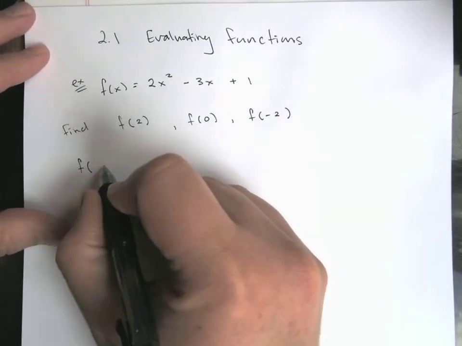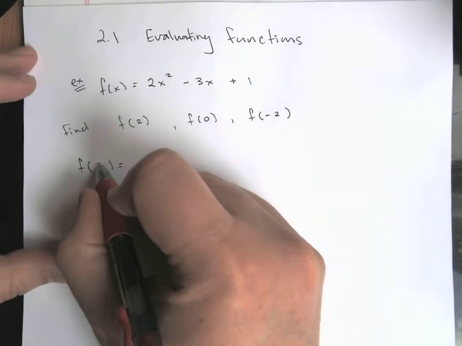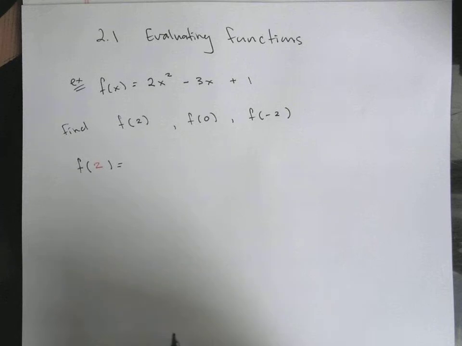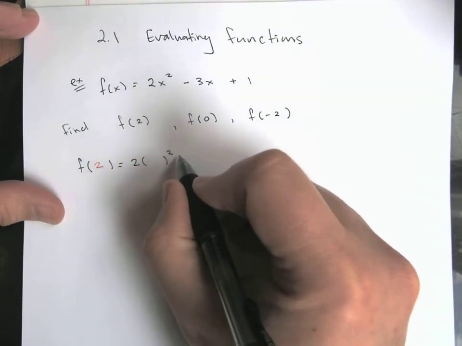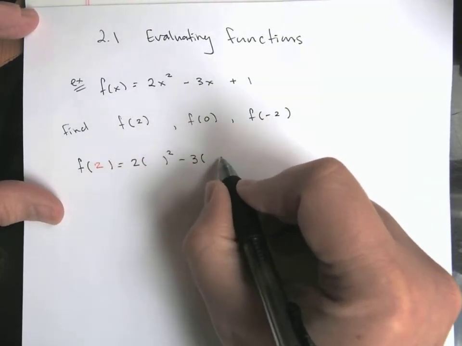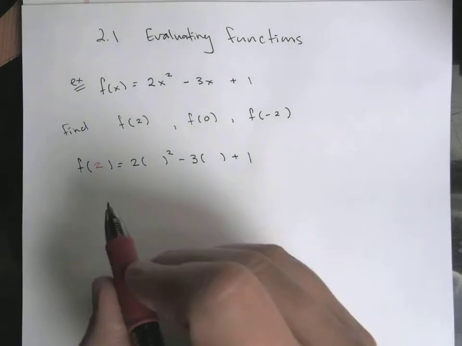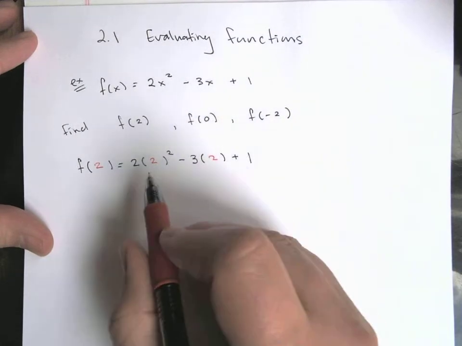So f of, I'll color code this a little bit, right? So f of 2. So that means our x value is 2. So in the formula, everywhere there's an x, I'm going to replace it with a 2. My suggestion here is use your parentheses generously. Use a lot of parentheses. Wherever the x exists, we're just going to replace it with a 2.